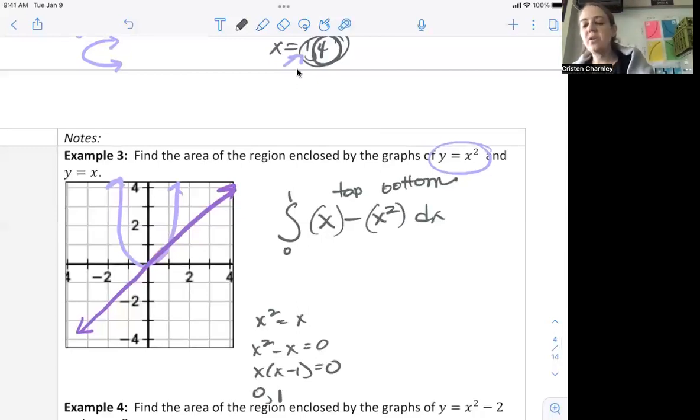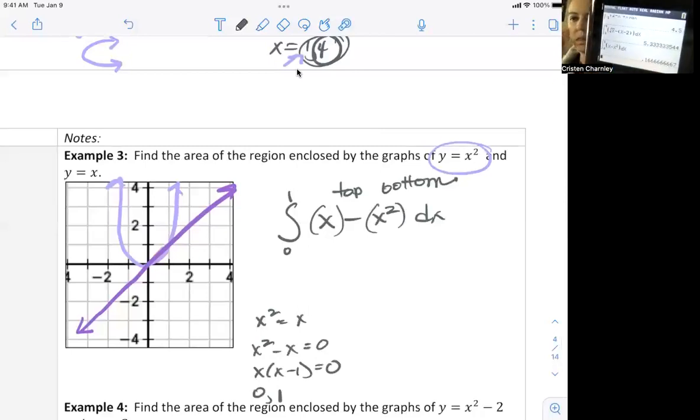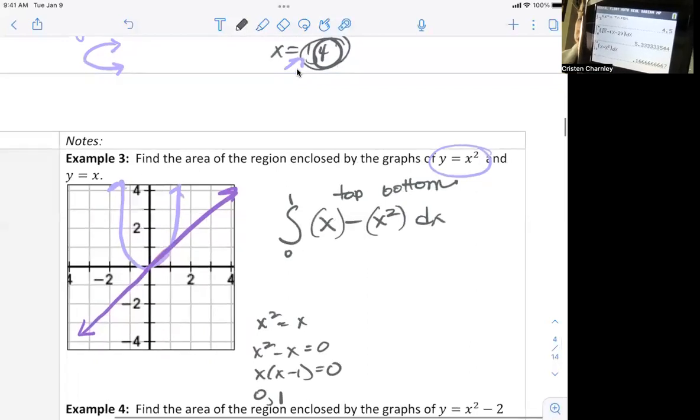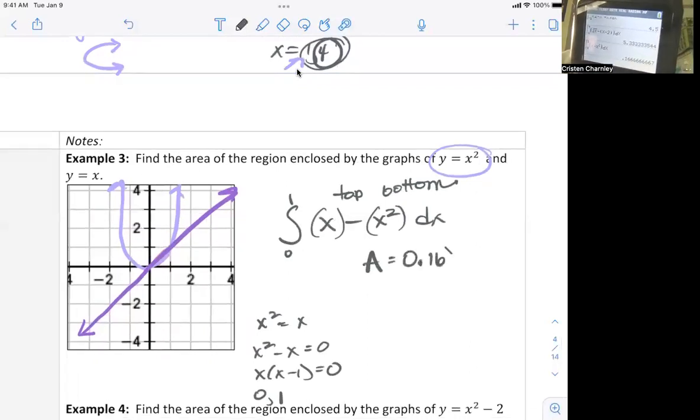All right, put that in my calculator. This one's really small. 0.16 repeating. And that 7 just comes up because when they round it at the end of the screen, the next digit is 6, which becomes 7.